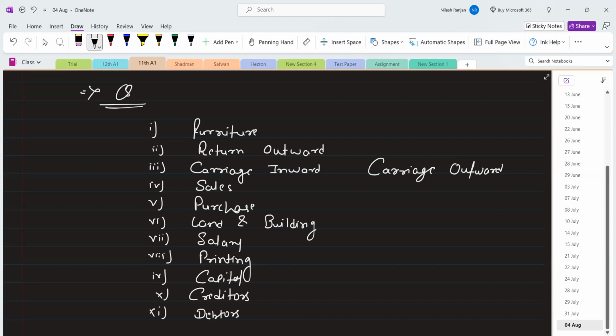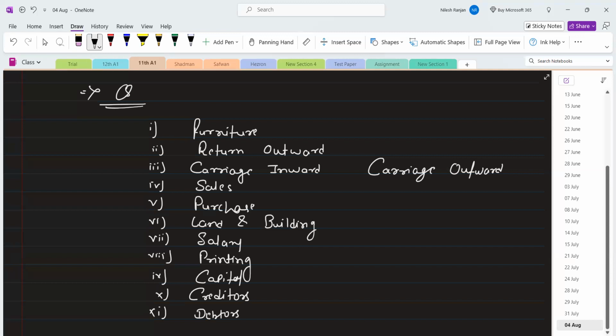So that's not the correct way. Yes, sir. You have to see the nature of items. First of all, return outward is purchase return. That's why it is credited. Purchase is debited and purchase return is credited. Again, the return inward is sales return. So sales is credited. That's why sales return is debited.